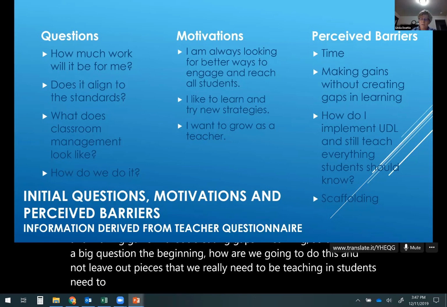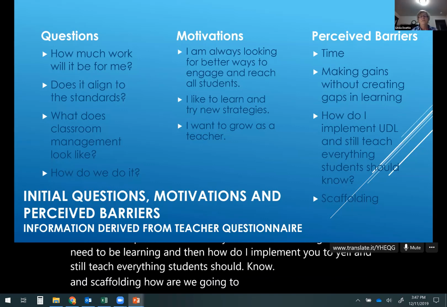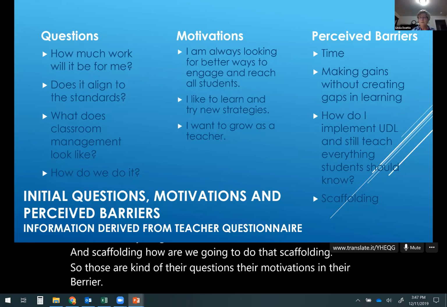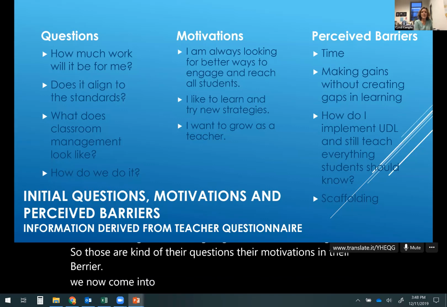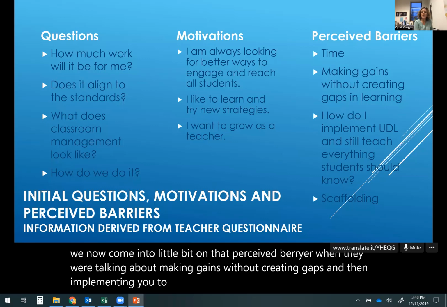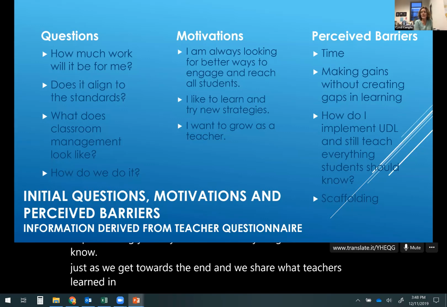And then how do I implement UDL and still teach everything students should know? And scaffolding, how are we going to do that scaffolding? So those were kind of their questions, their motivations, and their barriers. And I'll comment a little bit on that perceived barrier when they were talking about making gains without creating gaps, and then implementing UDL and teaching everything students should know. Just as we get towards the end and we share what teachers learned, there will be a little bit of information provided with what they learned along the way.